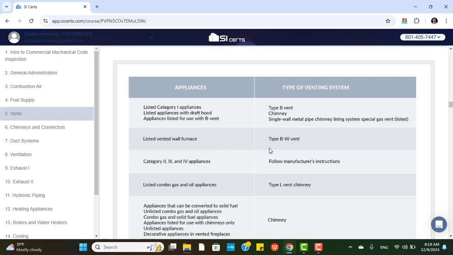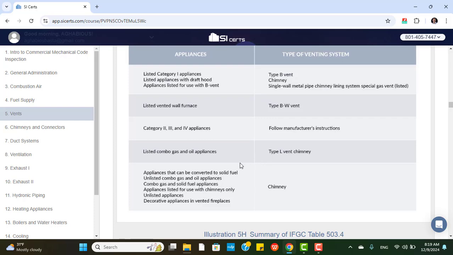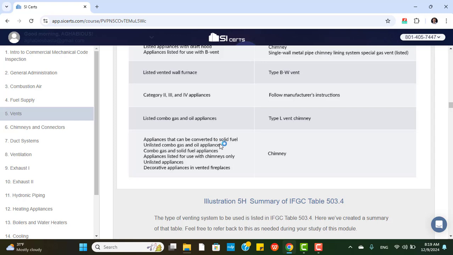Listed vented wall furnace: type PW vent. Category 2, 3, and 4 appliances: follow manufacturer instruction. Listed combo gas and oil appliances: type L chimney. Appliances that can be converted to solid fuel, we will use chimney. And unlisted combo gas and oil appliances, combo gas and solid fuel appliances: combination.